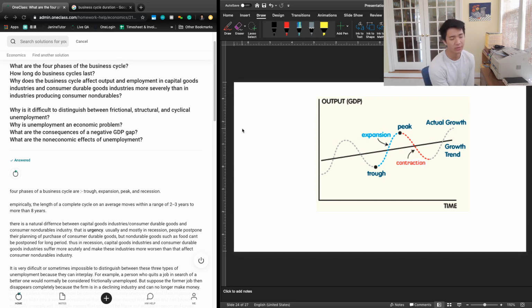And so those are the three types of unemployment. And the reason it can be difficult to distinguish between frictional, structural, and cyclical is because a lot of the times these root reasons for unemployment can be interchangeable.